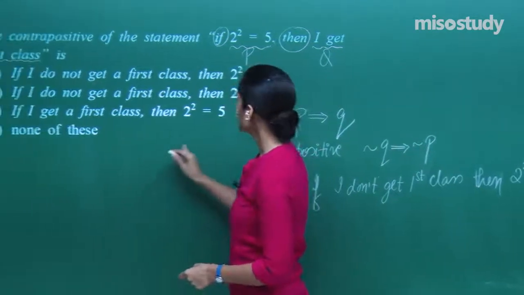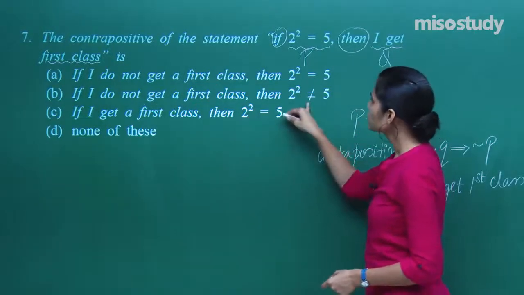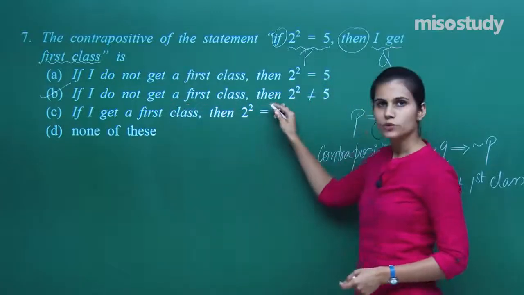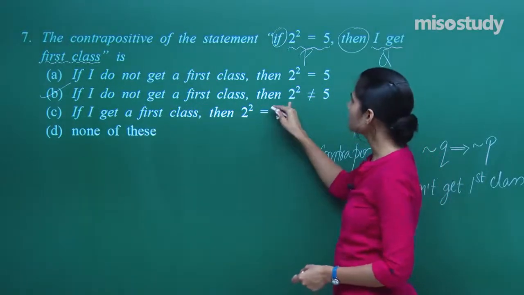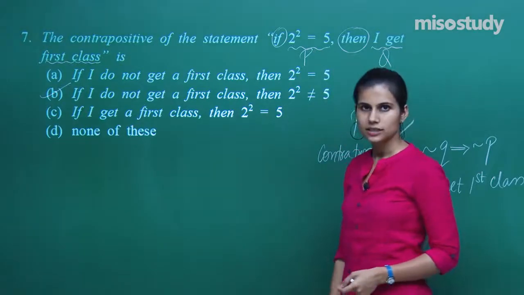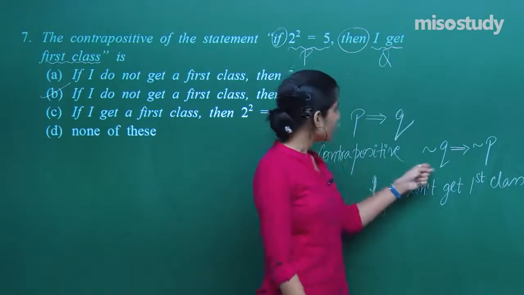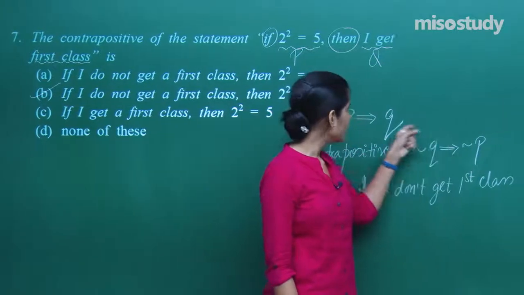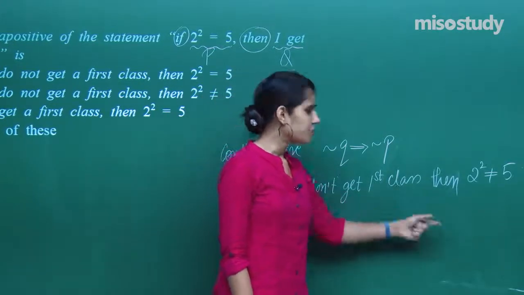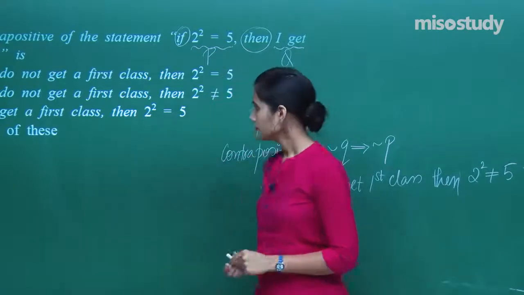So what is the contrapositive? That if I do not get a first class, then 2 square is not equal to 5. This is the contrapositive of the statement: if 2 square equals 5, then I get a first class. Interpreted as P implies Q, and therefore its contrapositive is not Q implies not P. If you have Q and P already there with you, you can very easily interpret not Q and not P, and then you can get the result of the contrapositive statement.